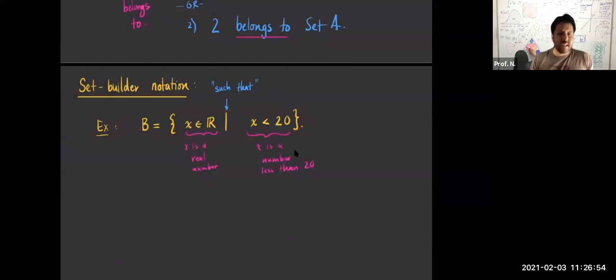Why do I say it's the set? Because remember what we said, the curly braces indicate a set. So the moment you see curly braces, that's a set, a group. So B is the set of all real numbers such that they are less than 20. So we just broke down this whole expression in words. The better you become at doing that, the easier all of this will become. And now look what we can do. This is called the set builder notation.